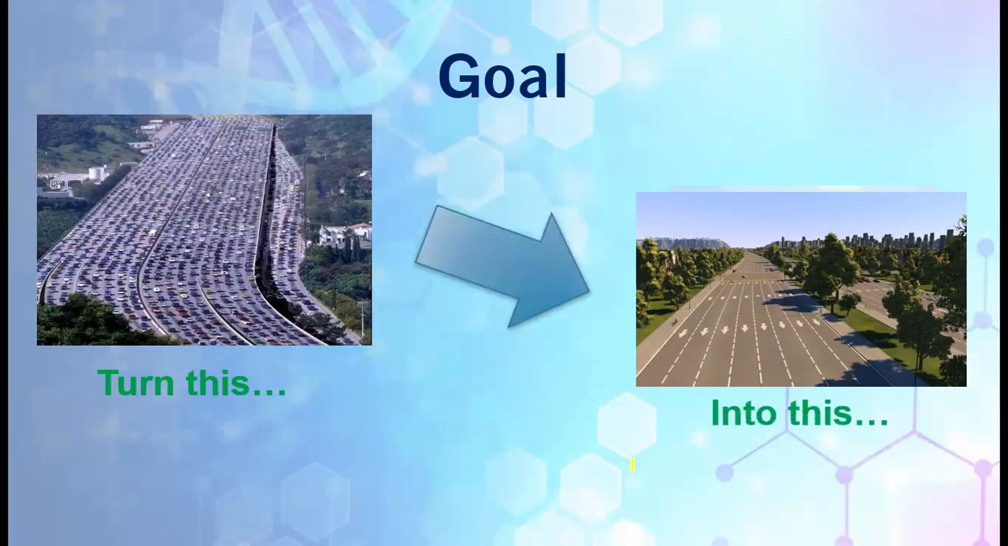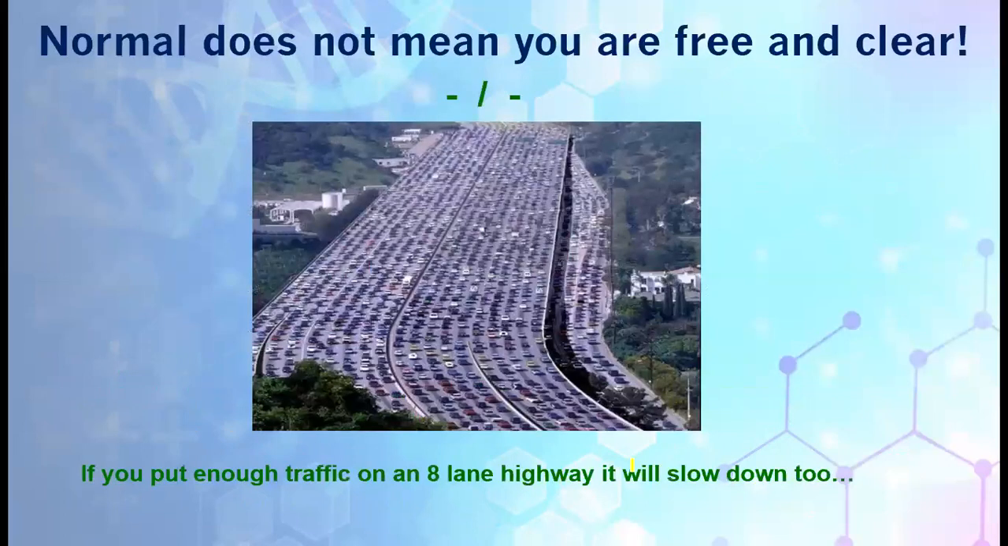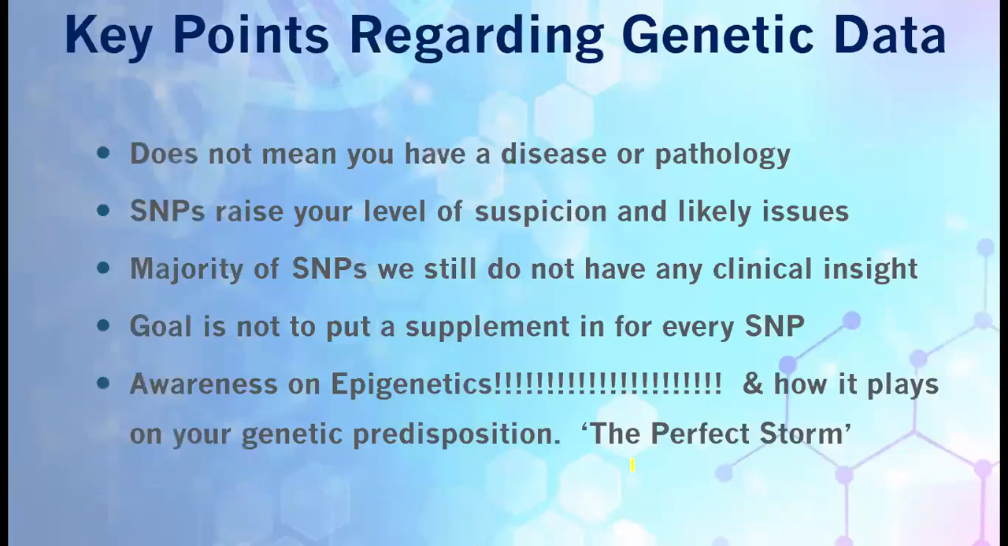And the problem with this is if you have enough traffic, even on an 8-lane highway, there's still going to be congestion. Think of a big city like Atlanta, Los Angeles, New York, things of that nature. So even if you have a 0 in those boxes, meaning that box is blank, you still may not be 100% in the clear, because, like I said, if you put enough traffic on an 8-lane highway, it's going to eventually slow down.